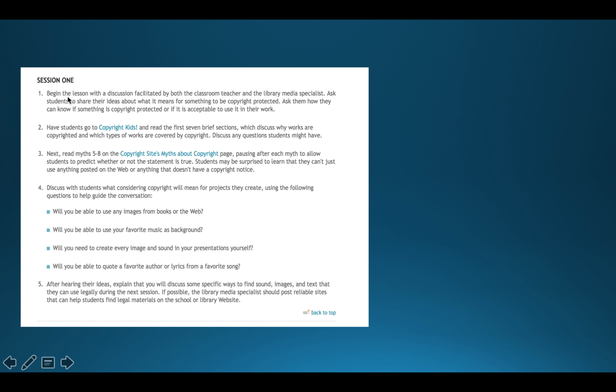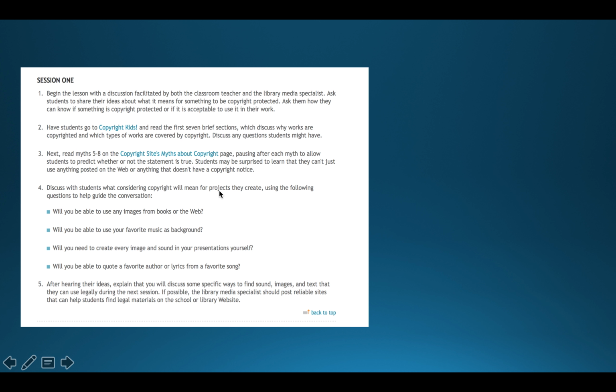Another thing before getting into session 1 to just keep in mind is that this is a lesson plan created in the United States, so any type of copyright resource needs to be made sure that it fits Canadian copyright laws, or needs to be replaced. These other resources would need to be replaced with things appropriate for Canada.